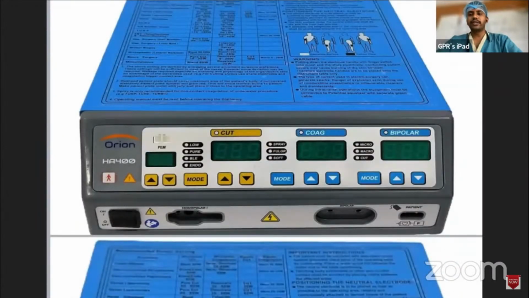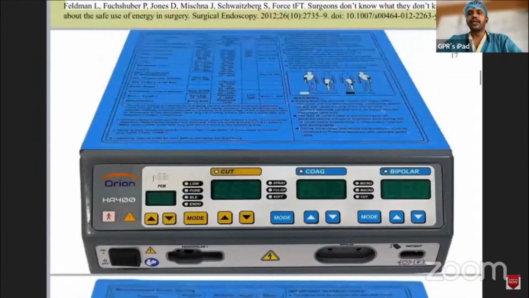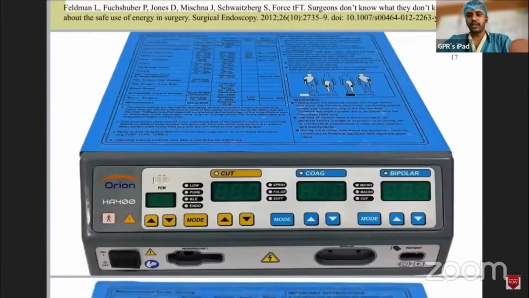It has three different modes: cutting, coagulation, or bipolar. You can see different mode setups like low, pure, blended, and endo. Endo is 2 or 3. Blended is 1. Pure is pure current. Low is a low setting of the pure current. When it comes to coagulation, we have spray, fulguration, and soft modes. And last but not least, bipolar is either a micro or macro unit, or a cauterization unit. Above this machine, we can see a part of a diagram.